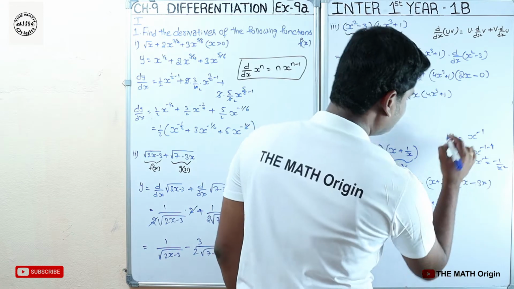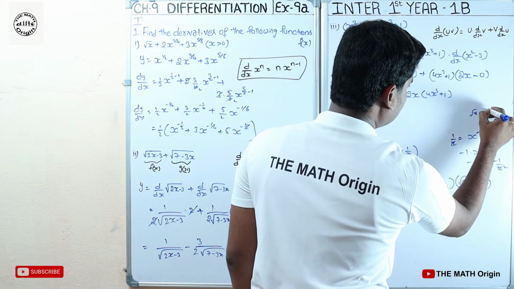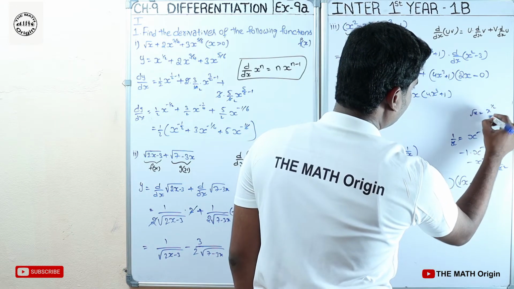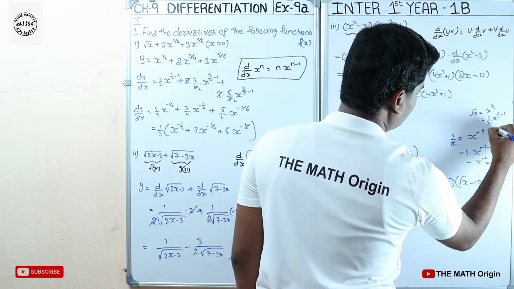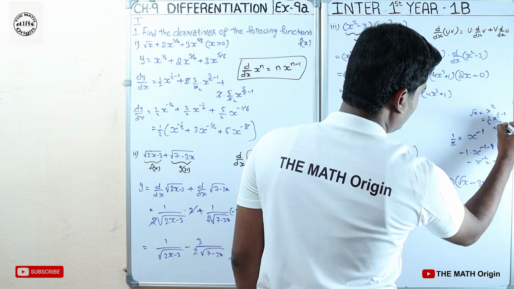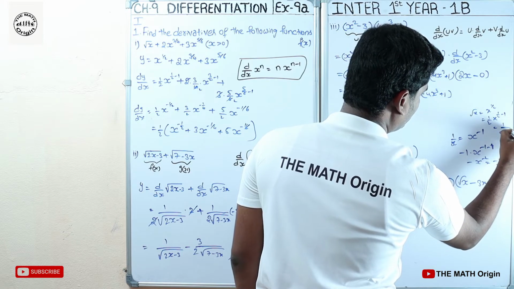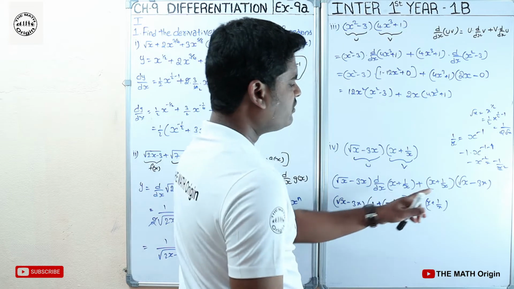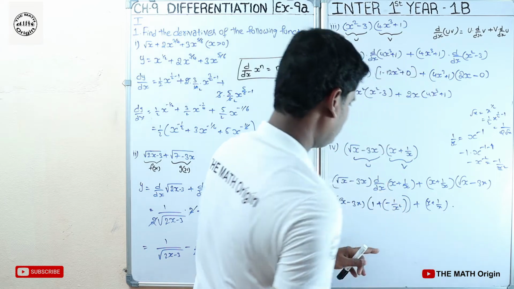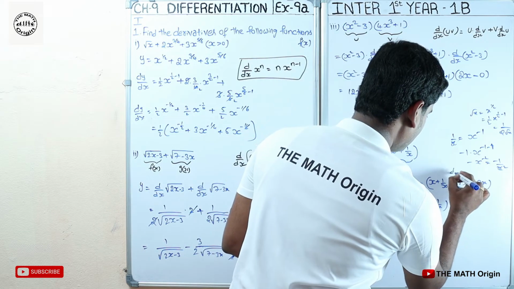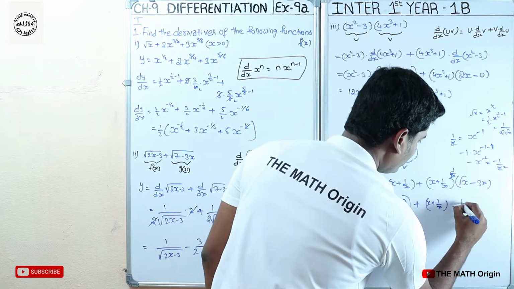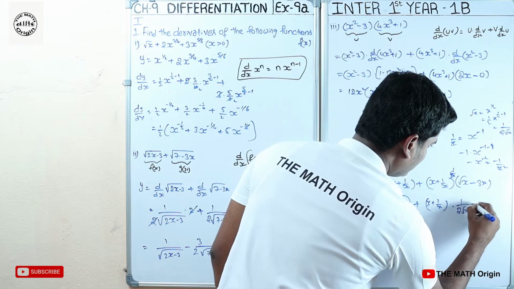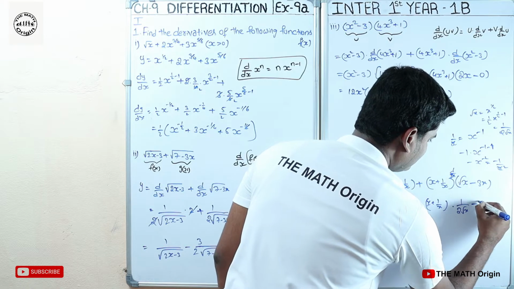Root x means x power 1 by 2, which equals 1 by 2 into x power 1 by 2 minus 1. Therefore that equals 1 by 2 root x. So the differentiation d by dx of root x will be 1 by 2 root x, minus the differentiation of 3x, which is 3.